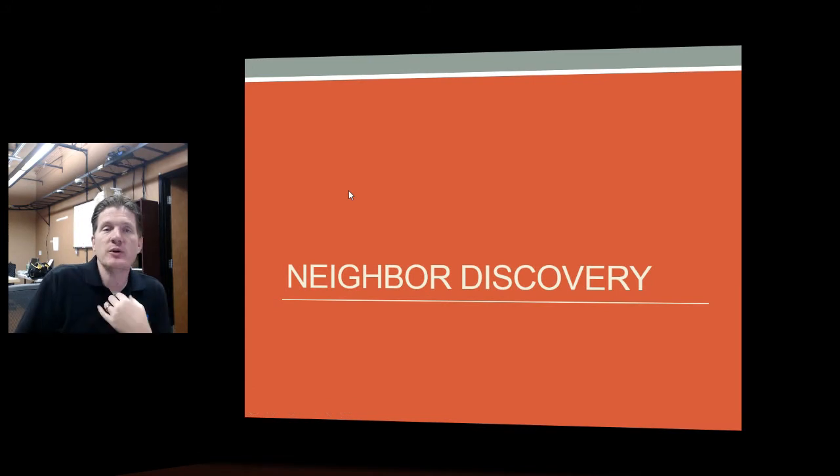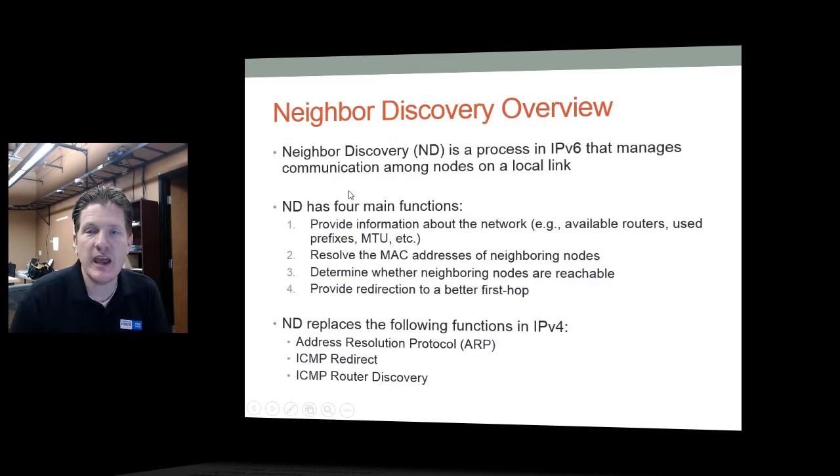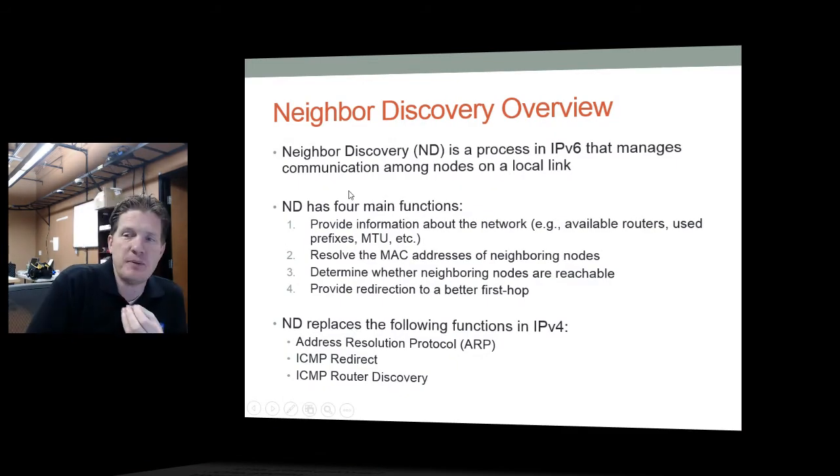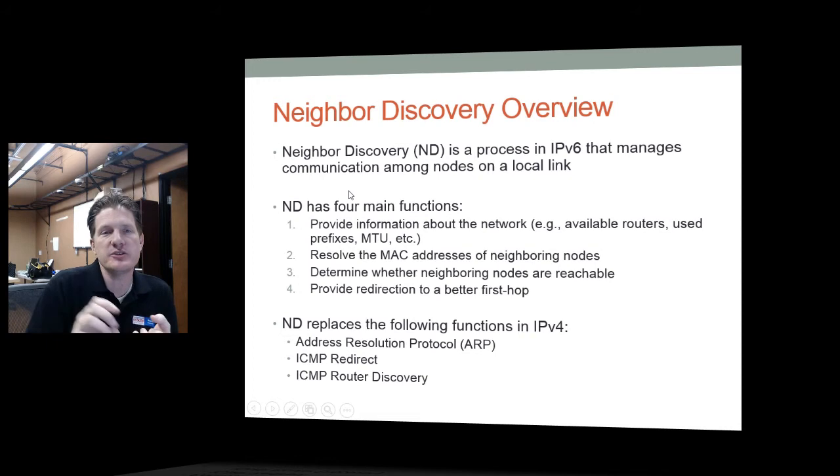Speaking of which, let's do a deep dive into neighbor discovery and talk about what that is. Neighbor discovery is a process in IPv6 that manages communications among nodes on a local link. This is important for a lot of reasons. Let's talk about the 4 main functions that it serves. First off, it provides information about the network. What routers are available, what prefixes have been used, maximum transmission unit size, those things that a network node needs to know. It's also used to resolve the MAC addresses of neighboring nodes.